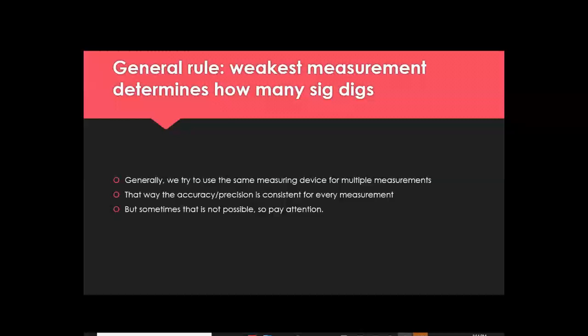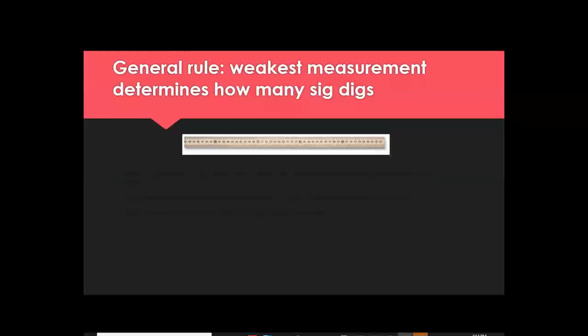You cannot get more accurate than the least accurate of your measurements, or you are lying. Generally, we do try to use the same measuring device for multiple measurements. That way the accuracy and precision is consistent for every measurement, because you're using the same device with your same eyes. Now that's sometimes not possible, so pay attention. We'll go through one first that uses the same measuring device and then one that uses 2 different measuring devices.